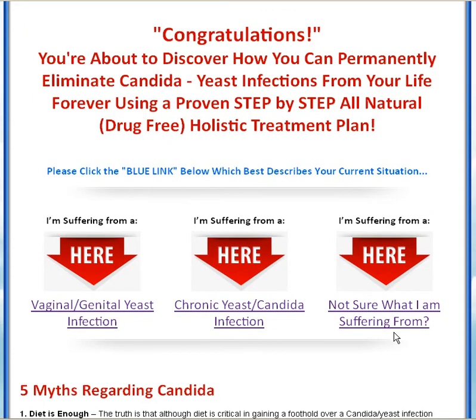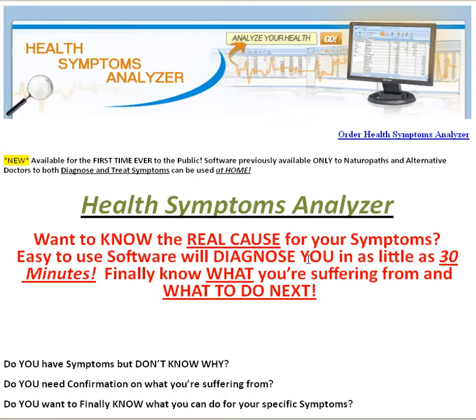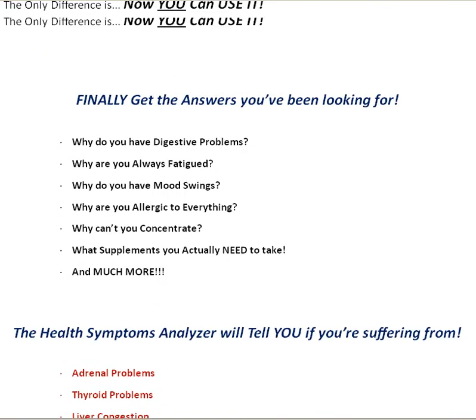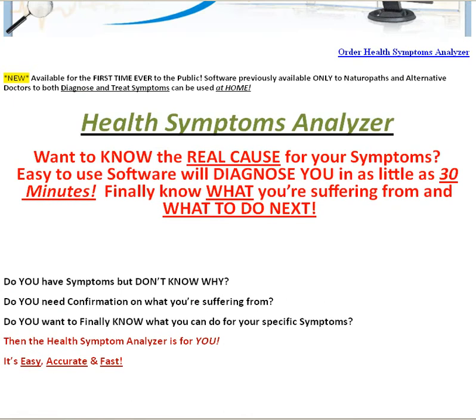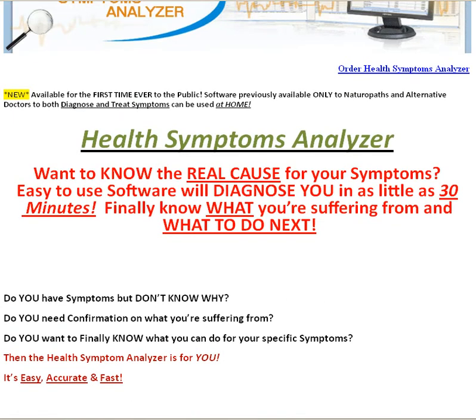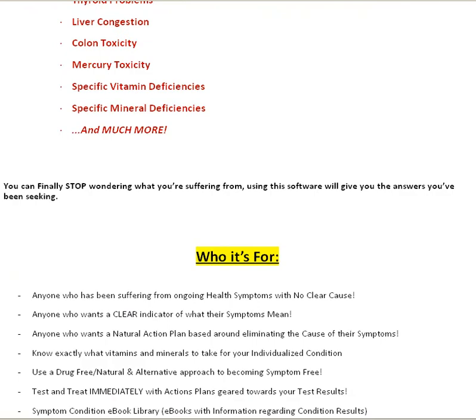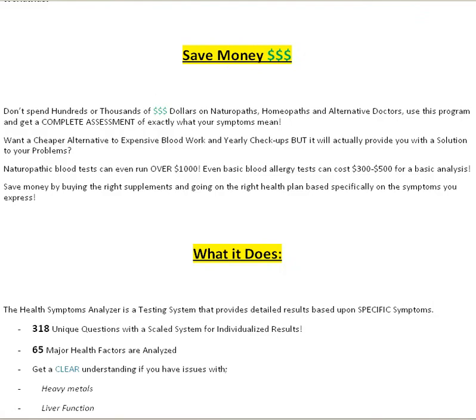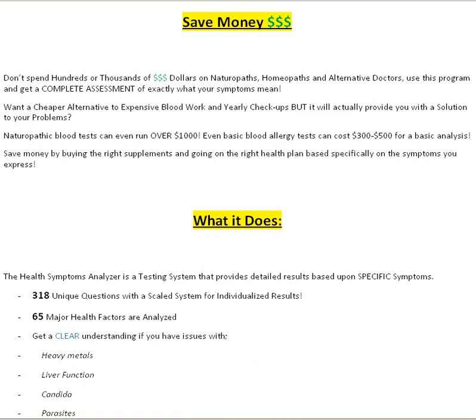And finally, "Not sure what I'm suffering from." This is basically a link to take you to our health symptoms analyzer. It's for people who really have no idea what it is they're suffering from. It's a software that's going to actually identify what you're suffering from. It's going to go through 318 different indicators and symptoms that you fill out on a 0 to 5 scale. And based on that, it's going to determine 65 major health factors, where they stand in terms of your current situation.